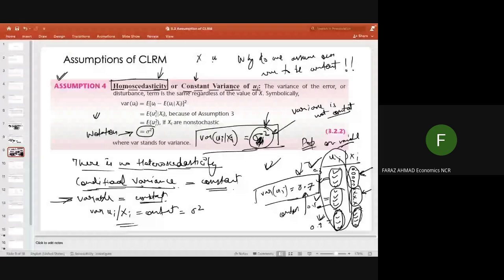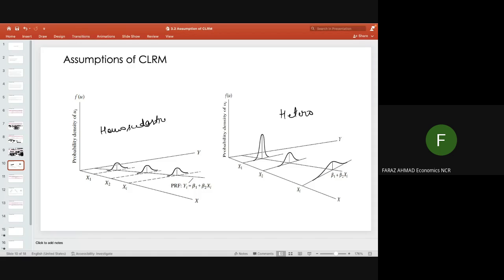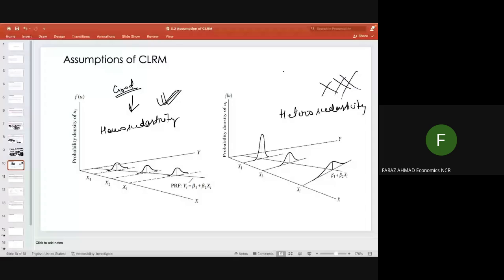Let us see this before coming to this question. I'll come back to this question. Let us see these two graphs here. Here, we have homoscedasticity, and here we have heteroscedasticity. This is what we want. We are happy here, but we are not happy here. That's bad. So this is good. This is bad, right?